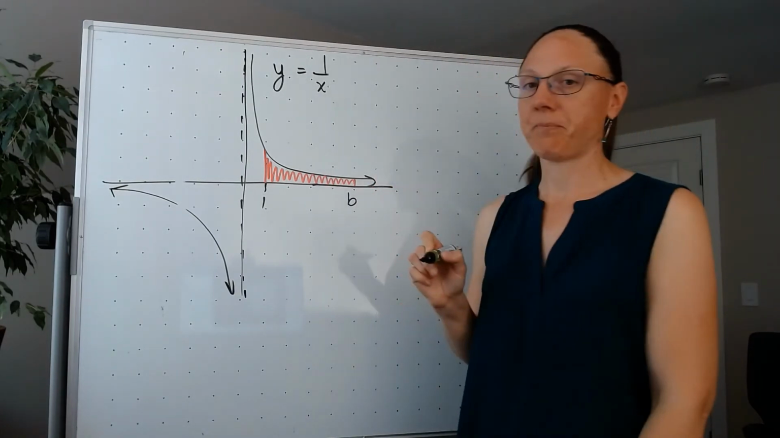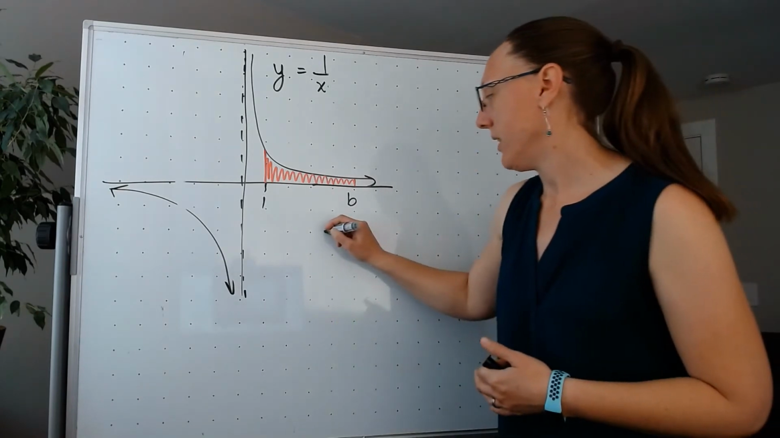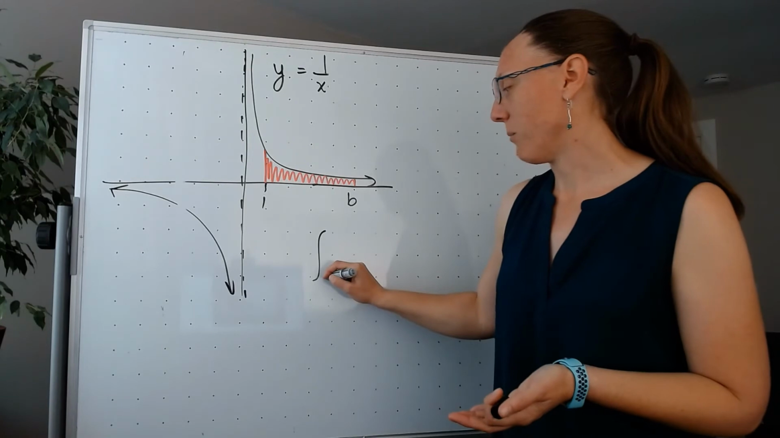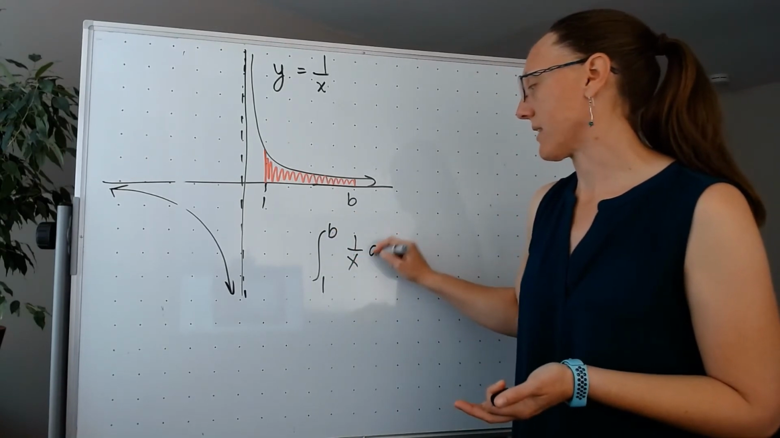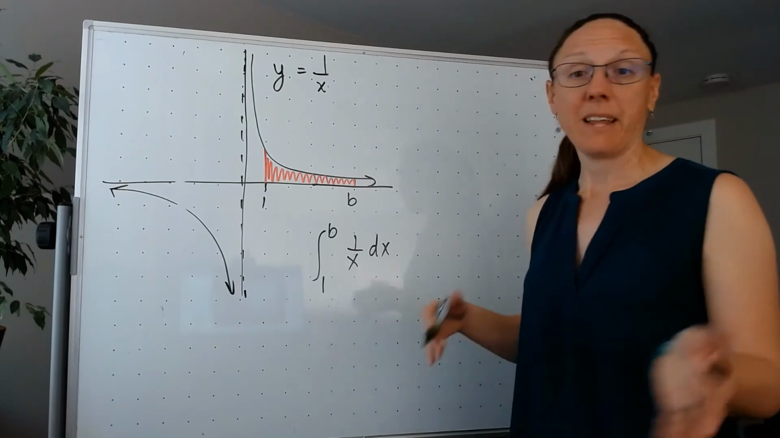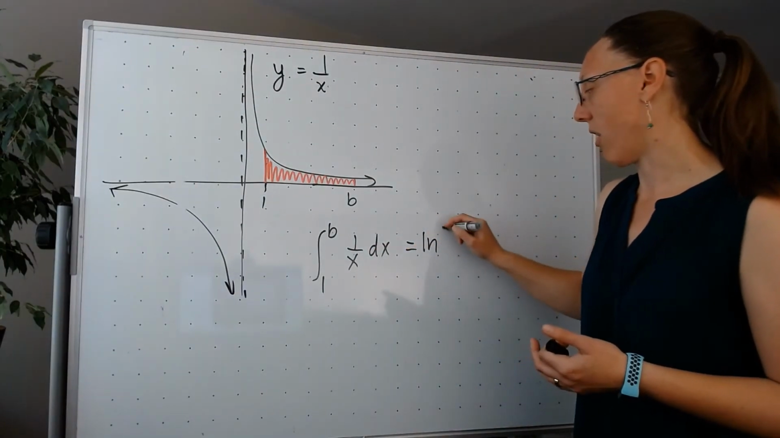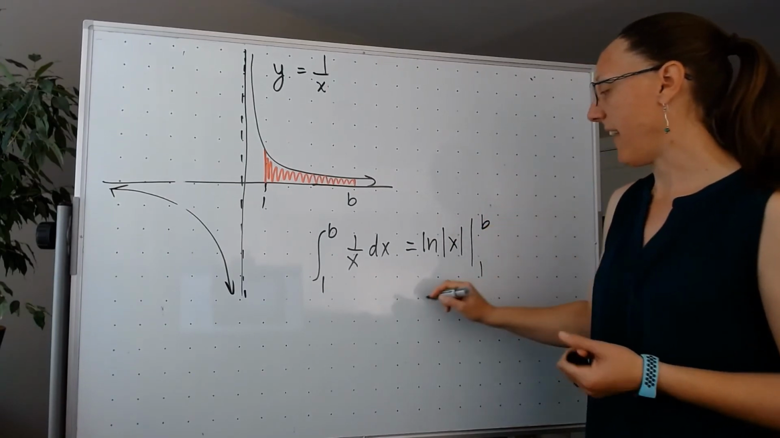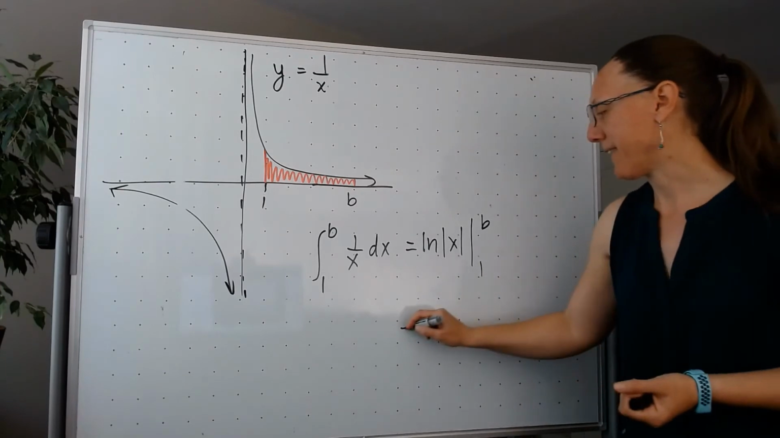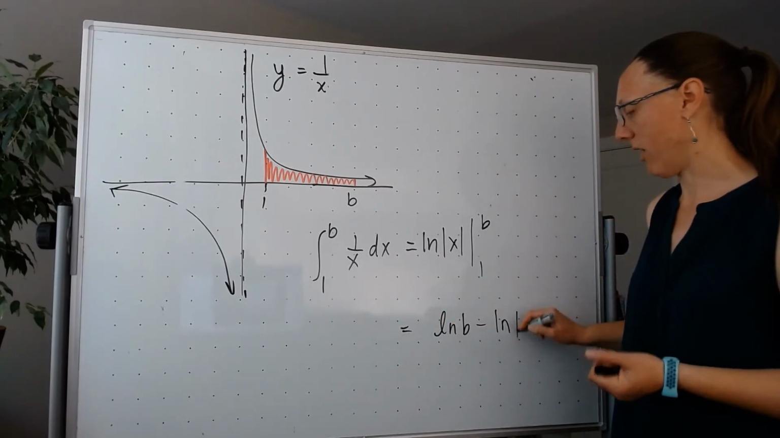and I'm going to put in a placeholder of b. When we go to set up this integral as a definite integral, that means I'm integrating from 1 to b of 1 over x dx. And just using our integration techniques, we can finish this off because this is natural log absolute value of x from 1 to b. And then we can plug in and say that that's natural log of b minus natural log of 1.